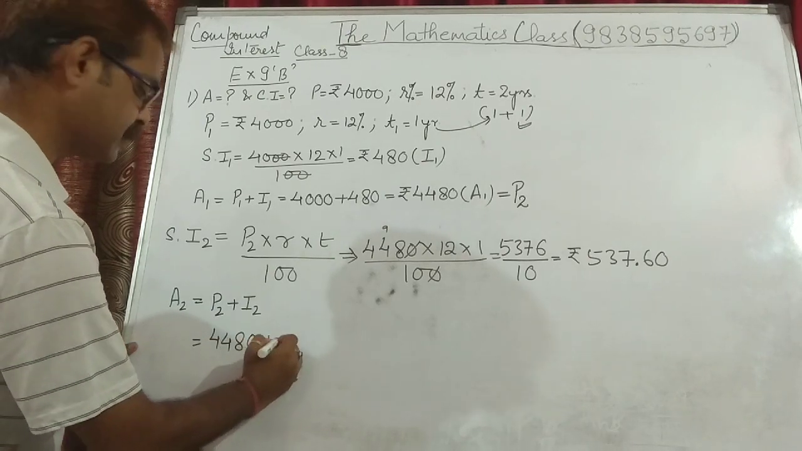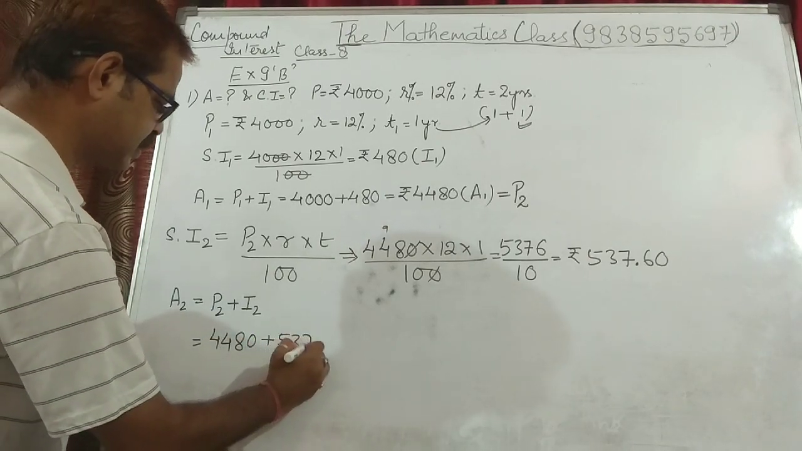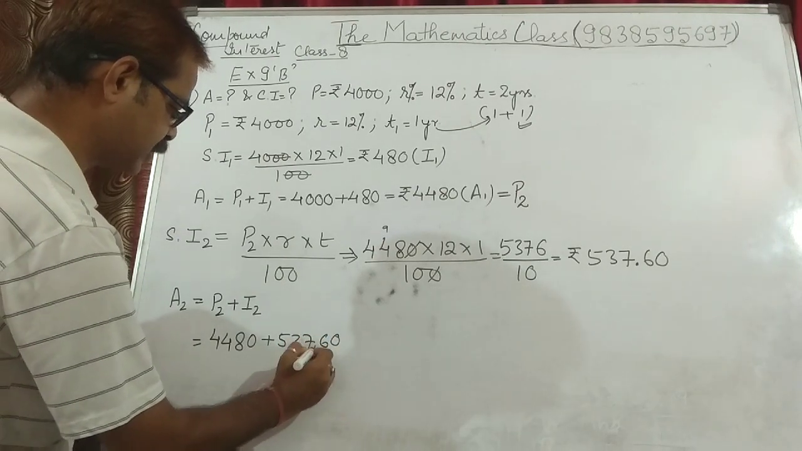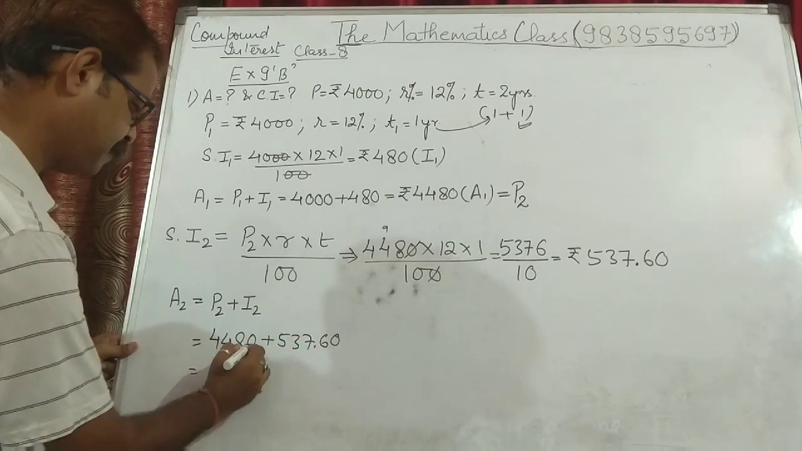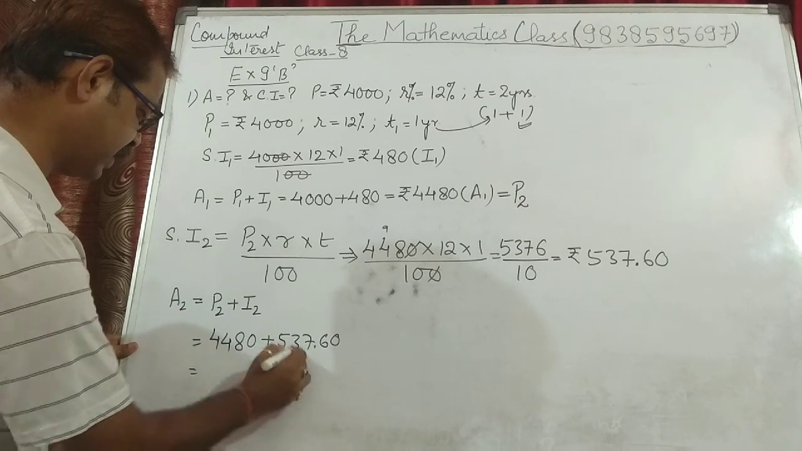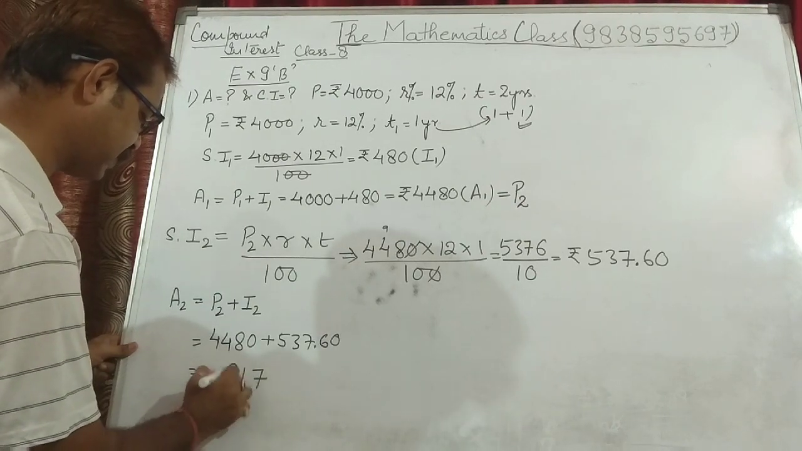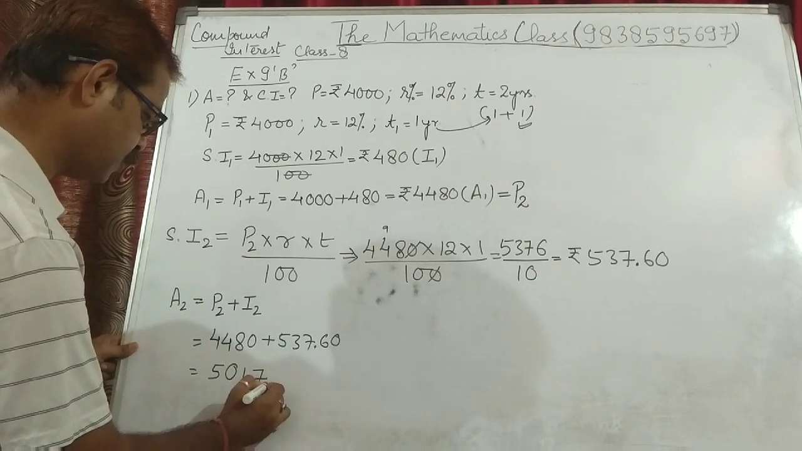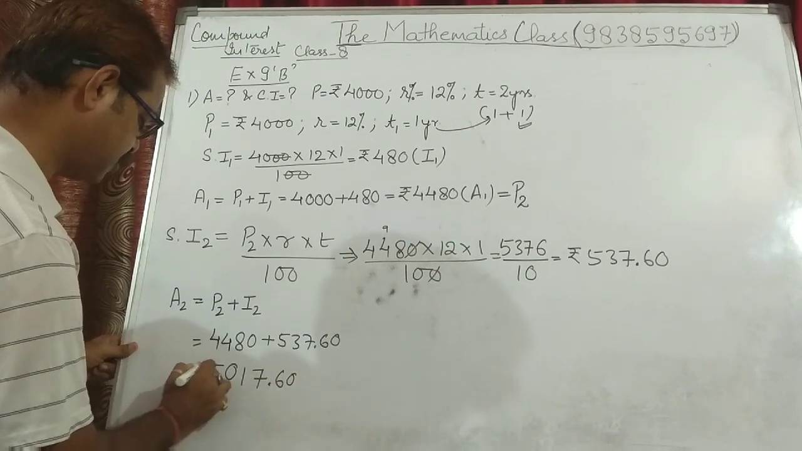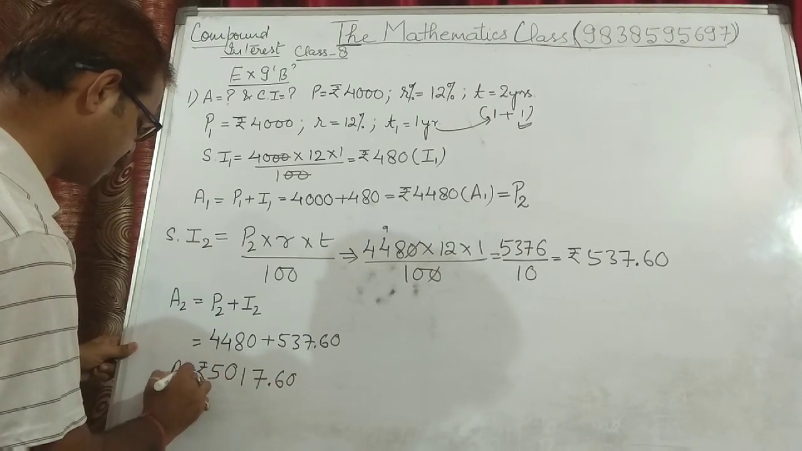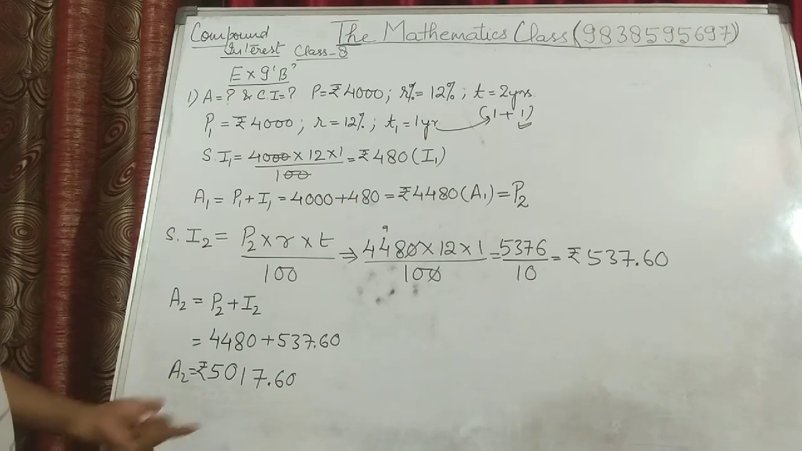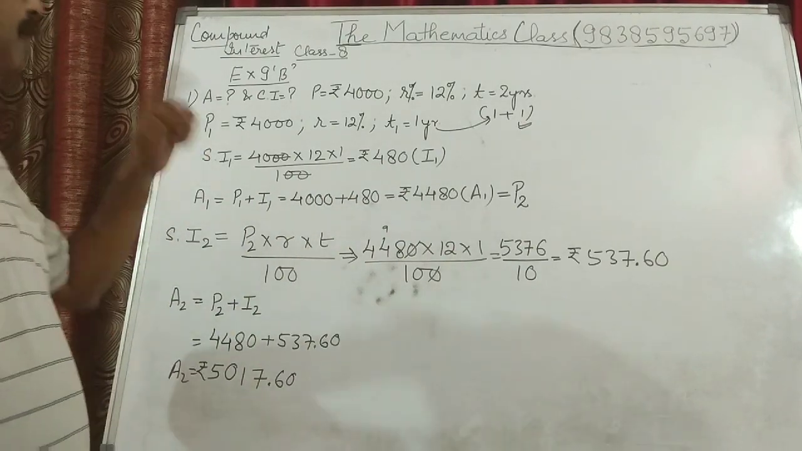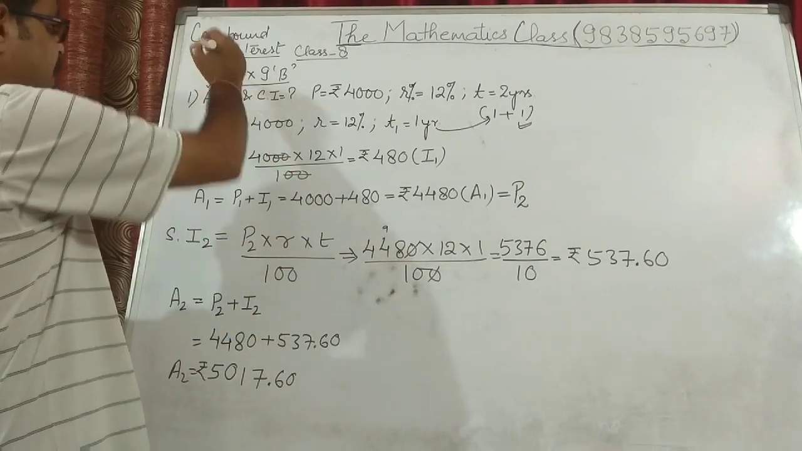4480, and interest is 537.60. So it will become 0 and 7 is 7, 8 and 3 11 is 1, 5 and 5 10, 0, 5017.60. This is the amount at the end of 2 years. We have already calculated this.